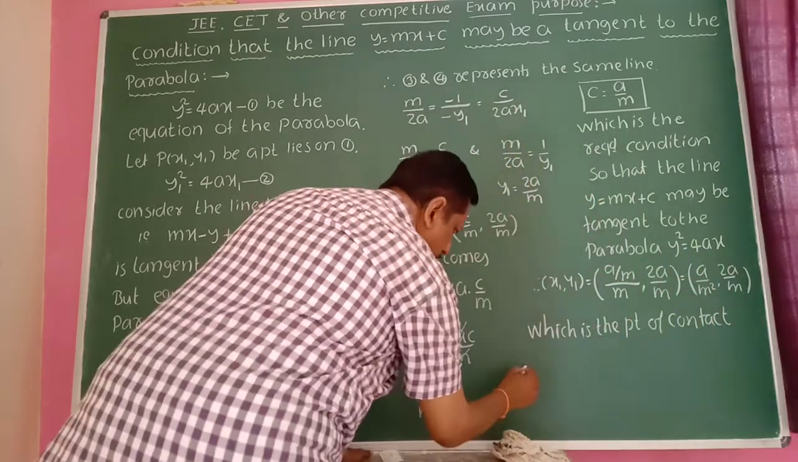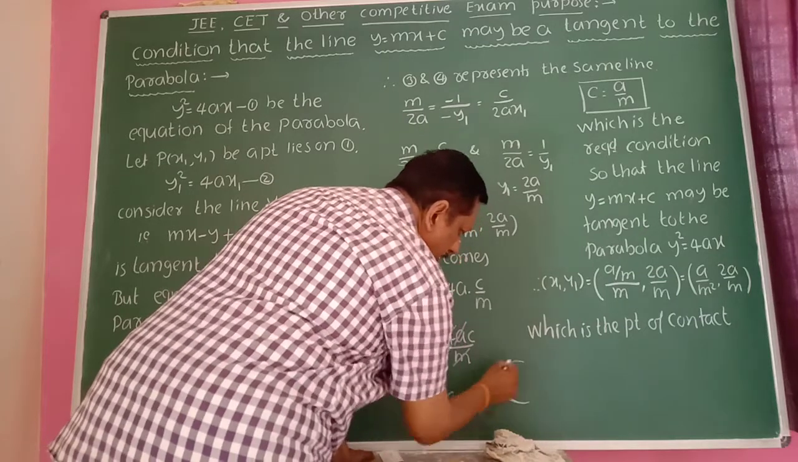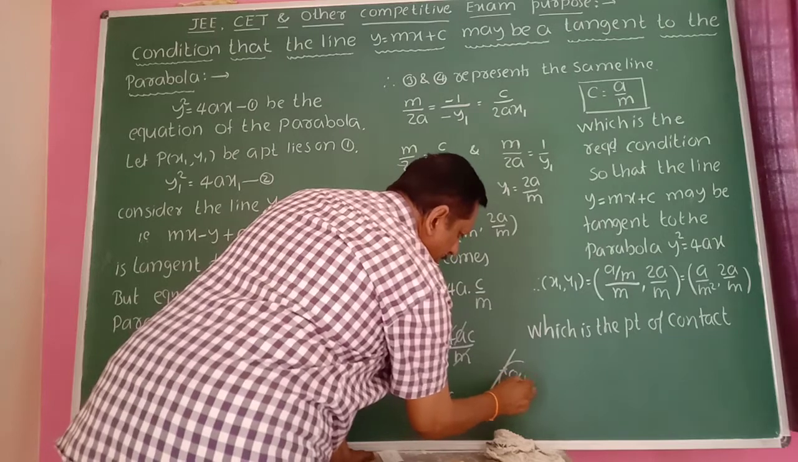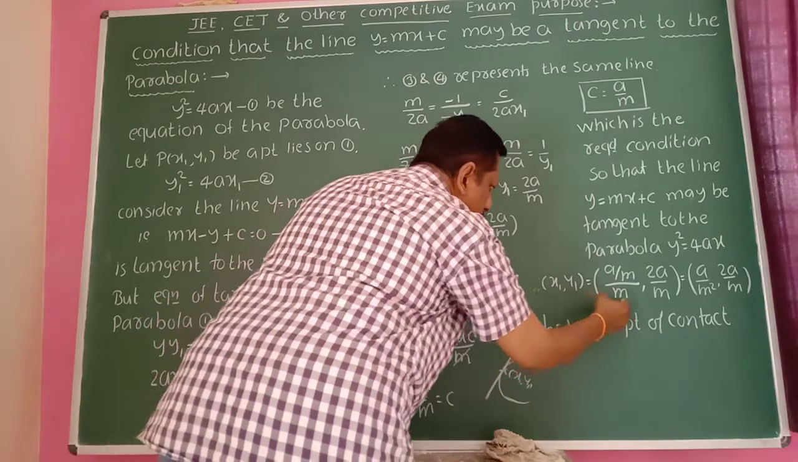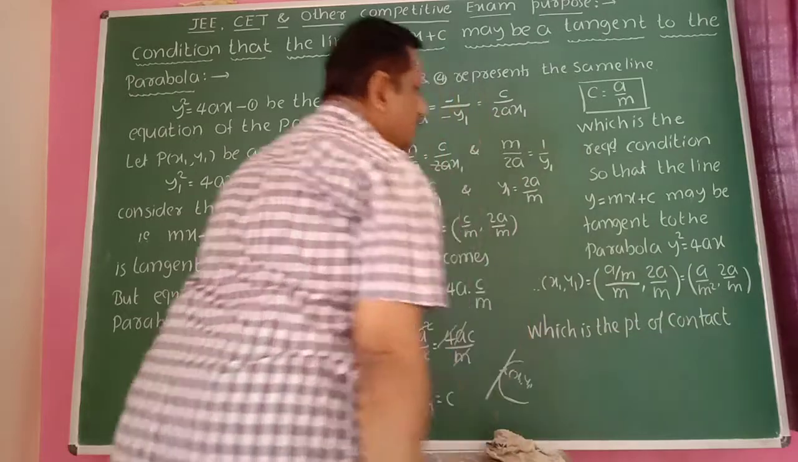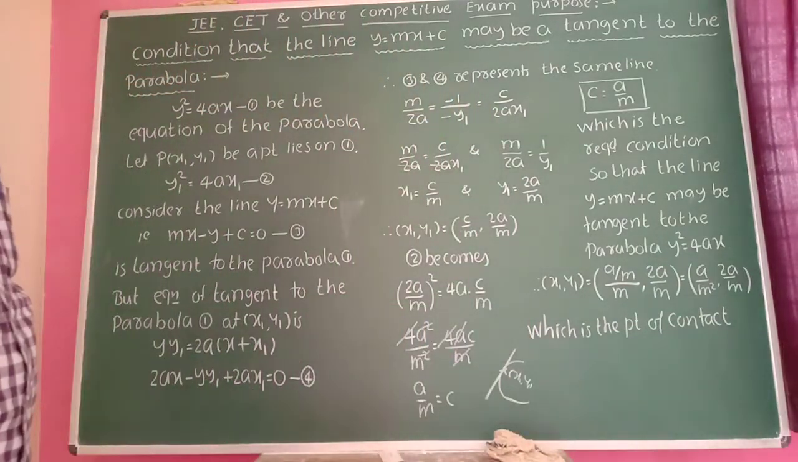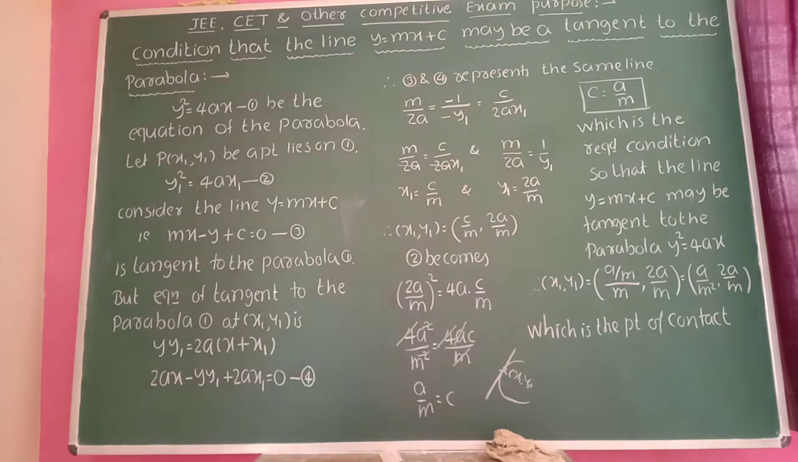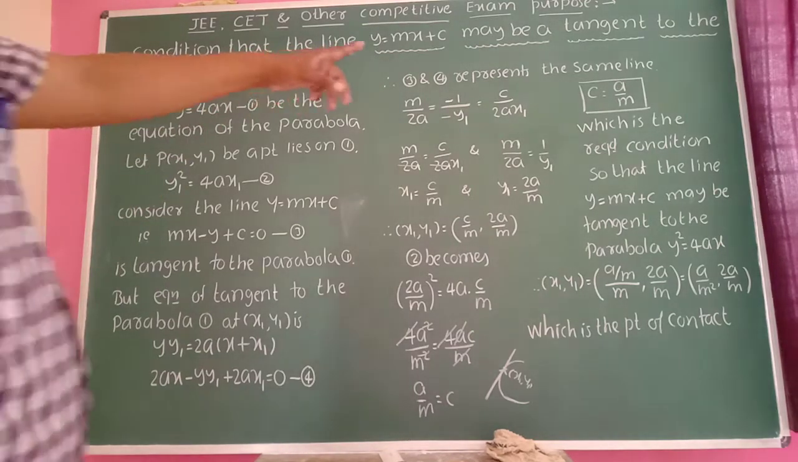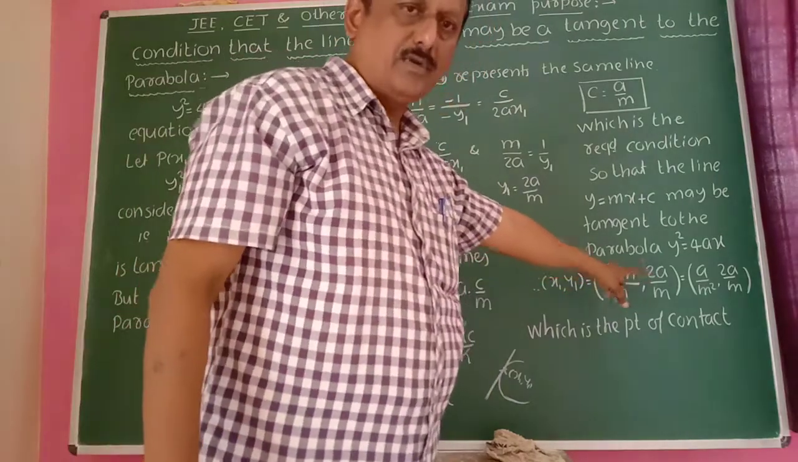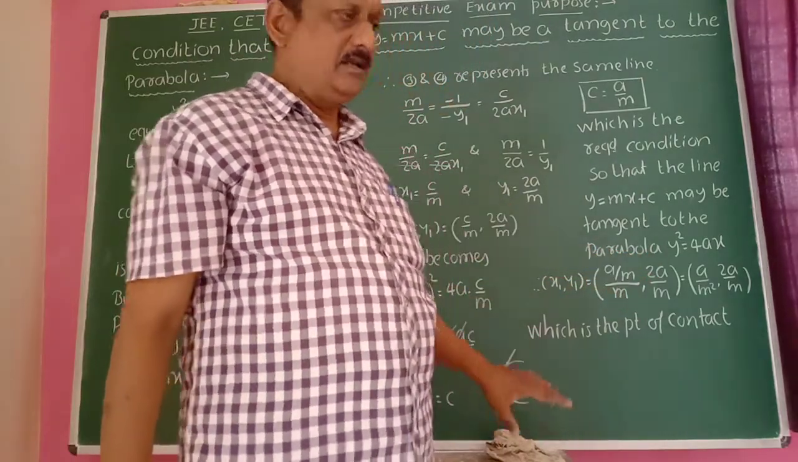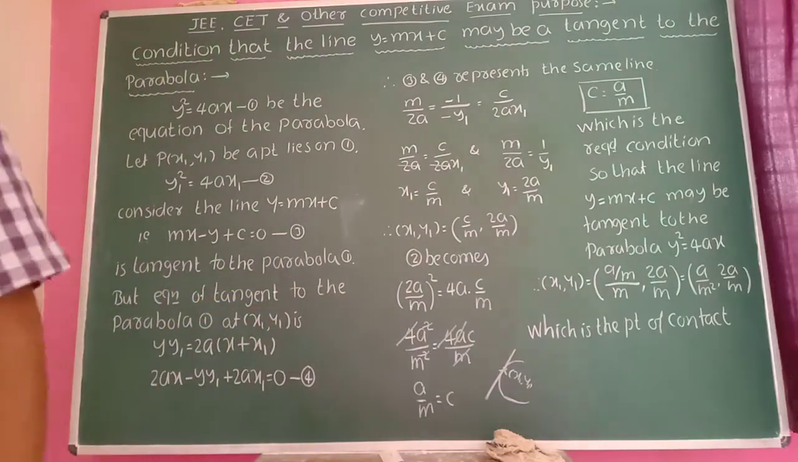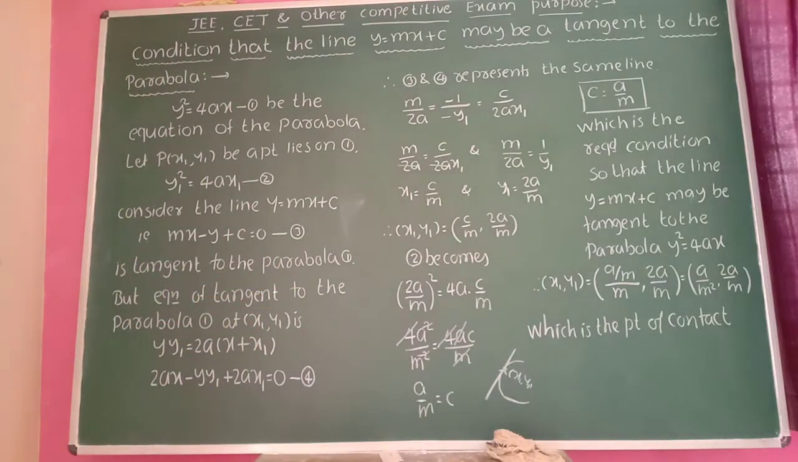Suppose this is a parabola, then this is a tangent here, and this point is the point of contact here. So x1 is a by m square, y1 is 2a divided by m. So this is the required point of contact as well as the condition. Again, this formula is important here, and this point is also important for competitive examinations. This derivation is not important here. Okay, so formulas are very important.